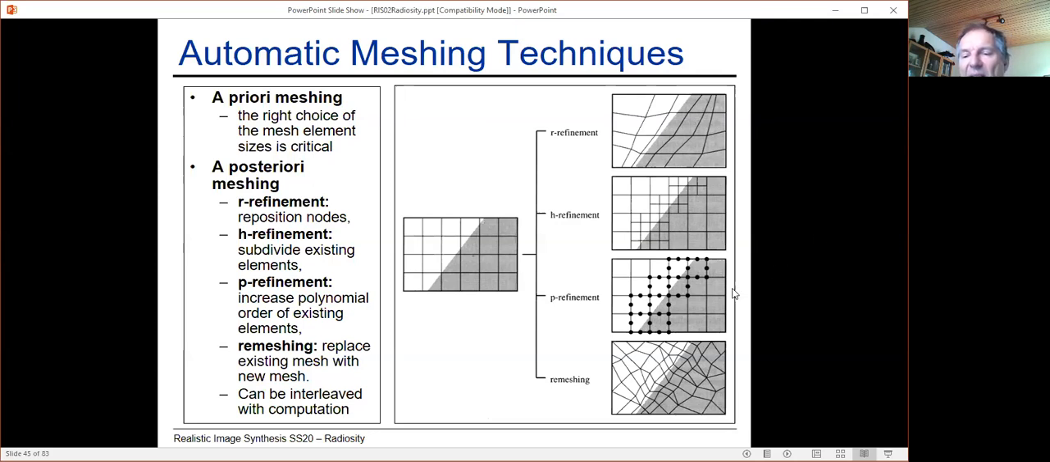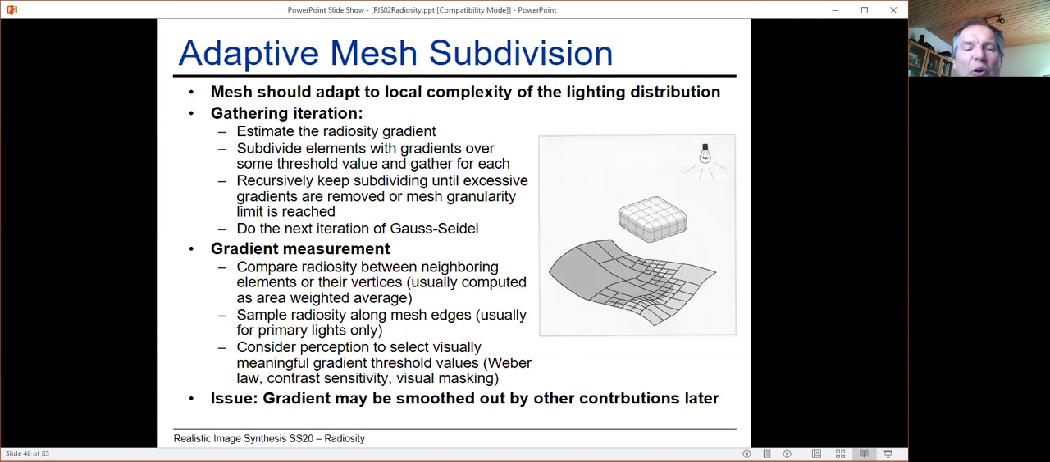Then we can increase polynomial orders. So instead of using just constant radiosity values, we can use higher orders. And then we can do remeshing. So we can implicitly introduce mesh boundaries along lighting discontinuity. Again, algorithmically it is difficult to tackle, but this potentially would give us the highest quality.